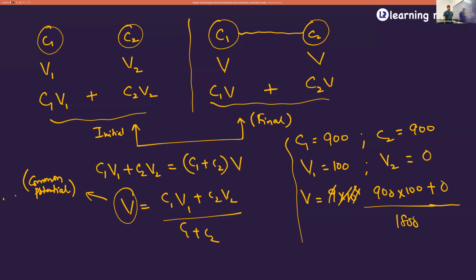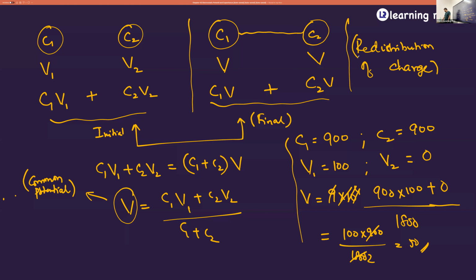So how much will the answer be? It is 100 into 900 divided by 1800. It will get cancelled. Answer will be 50. That is why I directly told it is 50, but this is how you obtain it. Am I clear? This is actually a concept. This is also not there in your textbook, so please make a note of it. This is called redistribution of charge, when the capacitors are connected with the help of a wire.